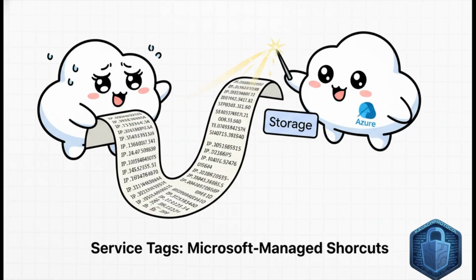Next up, we have service tags. Just think of these as shortcuts that Microsoft manages for you. So instead of having to look up and maintain a giant, ever-changing list of all the IP addresses for something like Azure Storage, you just use the storage service tag. Microsoft does all the hard work of keeping the list updated. It's an absolute game changer.